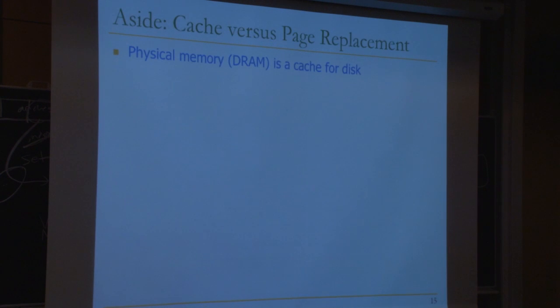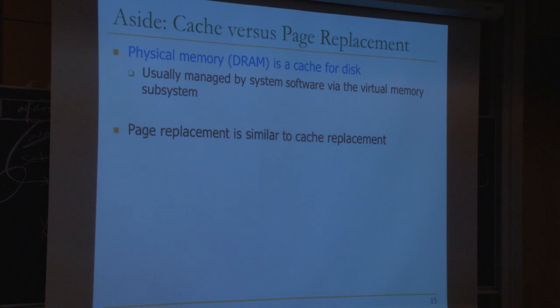So just as an aside, you've actually seen replacement policies a little bit when we covered virtual memory, right? Because page replacement is essentially similar to cache replacement. Because physical memory is a cache for a disk. DRAM is really a cache for a disk. It's a software-managed cache. It's managed by the system software. That paging, demand paging, is really managed by system software, which means that page replacement is similar to cache replacement.